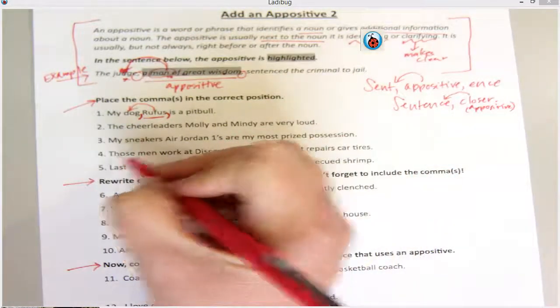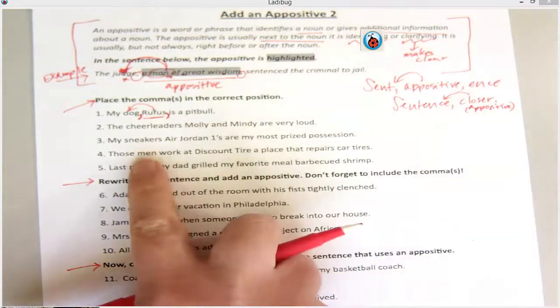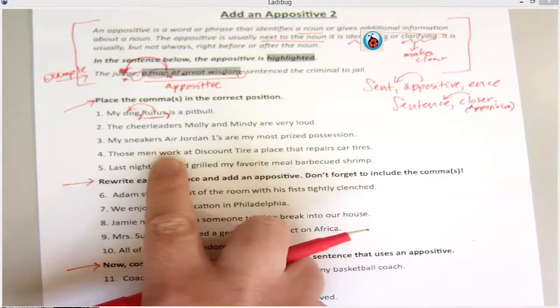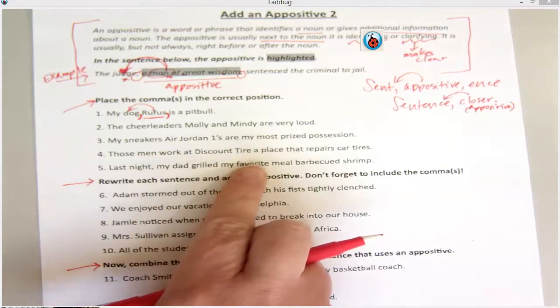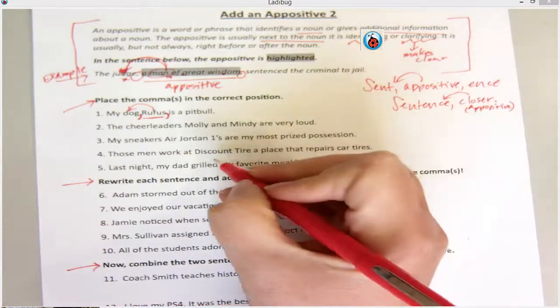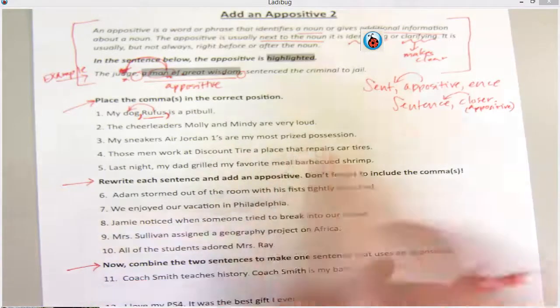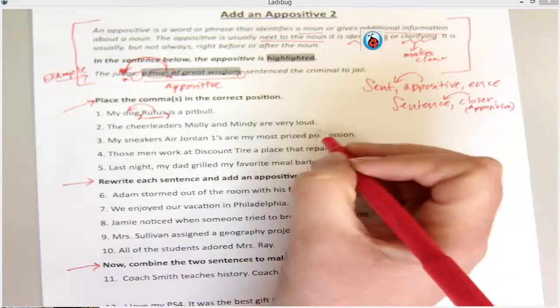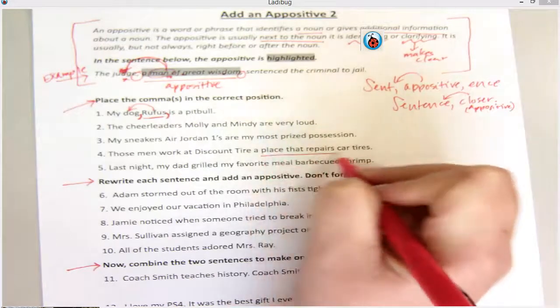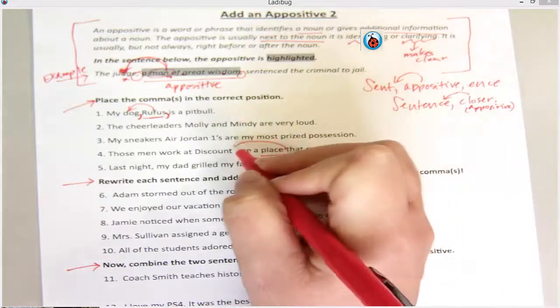Now look at number 4. This is a case where we only need one comma. Those men work at Discount Tire, a place that repairs car tires. So Discount Tire is also a place that repairs car tires. Notice, if you didn't know what Discount Tire is, a place that repairs car tires is renaming Discount Tire.